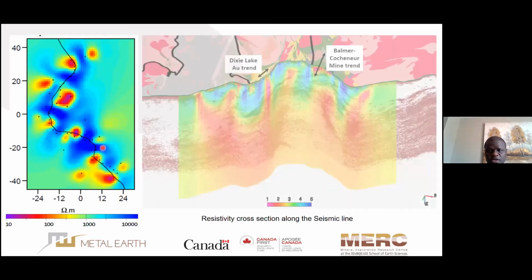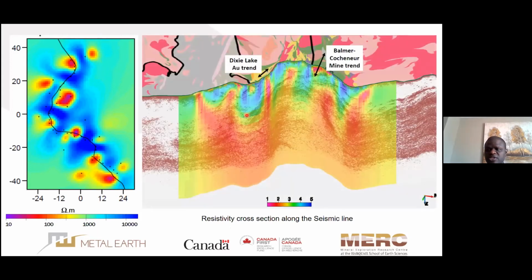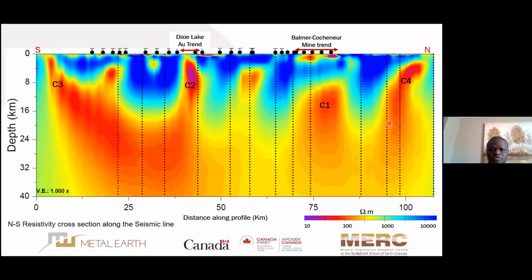And so we produce the seismic section overlaid with the geology and the MT section along this region in their true position. And this area right here corresponds to the Dixie Lake gold trend, and the region here is the Burma-Kochina mine trend. And unfolding these, straightening these out for better viewing. So the C2 mentioned earlier corresponds to the Dixie Lake gold trend, and C1 corresponds to the Burma. So that's all we have.